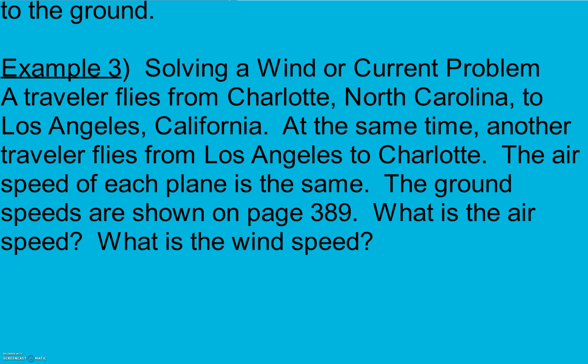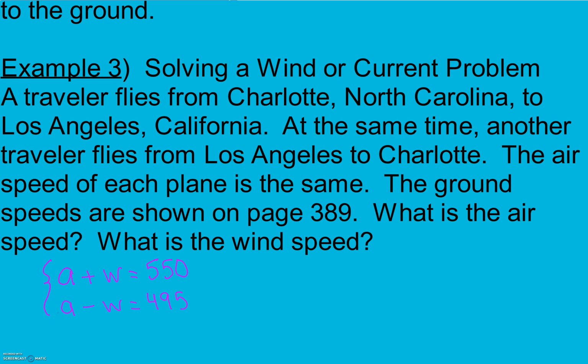So when we look here, our ground speed is 550 miles per hour going from LA to Charlotte. So our air speed plus our wind speed, since we're going west to east, equals our ground speed. And our ground speed, again, is 550. Moving the other direction from Charlotte to Los Angeles is our airspeed minus our wind speed, and that equals 495 miles per hour, it tells us here.